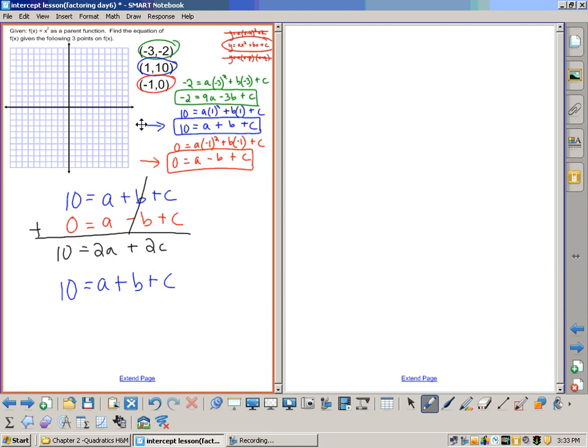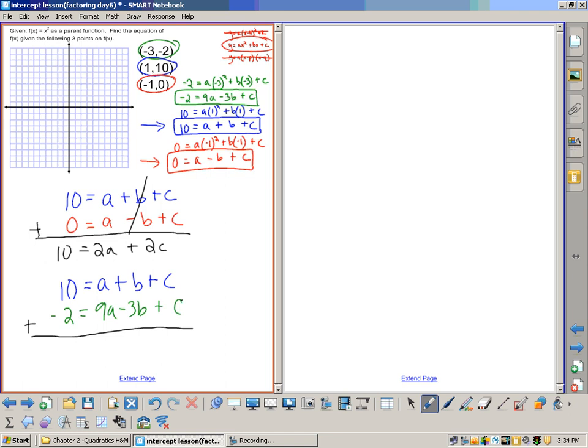Alright, so I have 10 equals a plus b plus c. And I'm going to try and eliminate the same variable. I eliminated b here, so I want to eliminate b again. So I'm going to add -2 equals 9a minus 3b plus c. So how do I eliminate? Oh, sorry, I probably should have done that in green. Let's do it in green. -2 equals 9a minus 3b plus c.